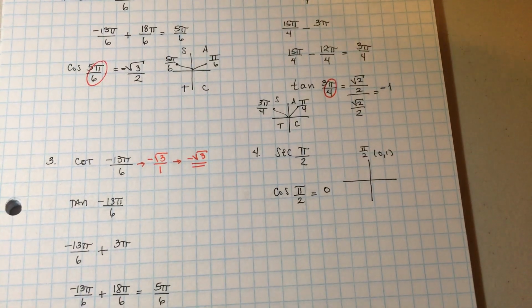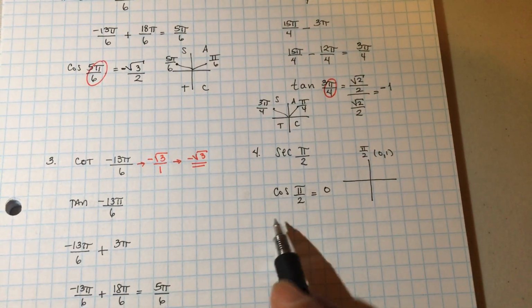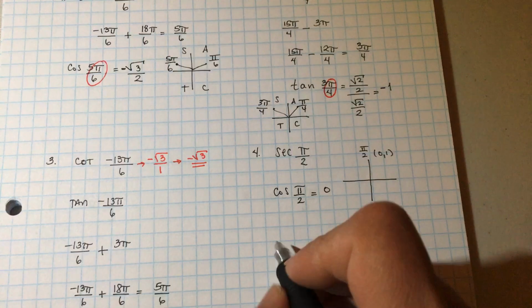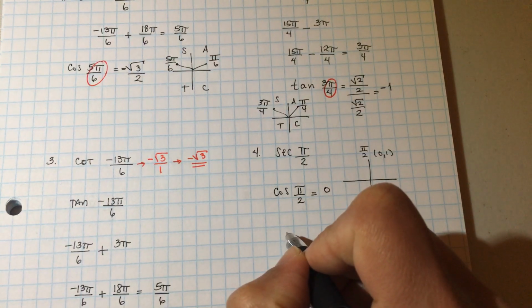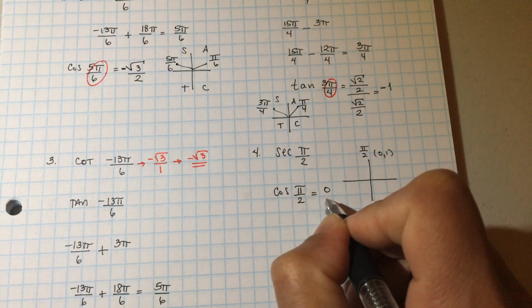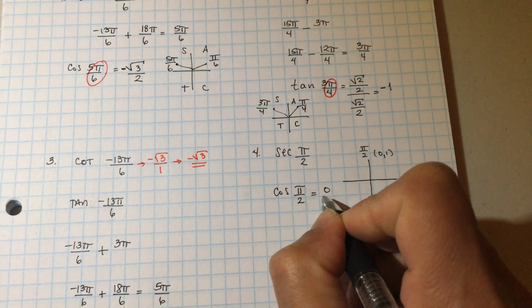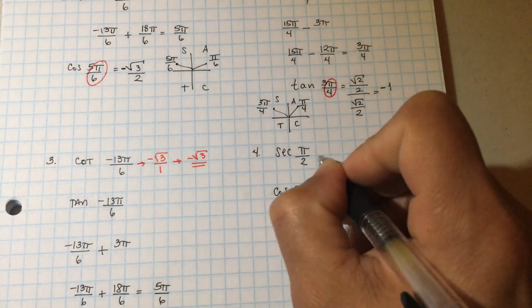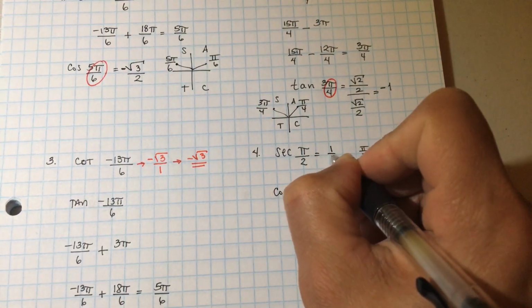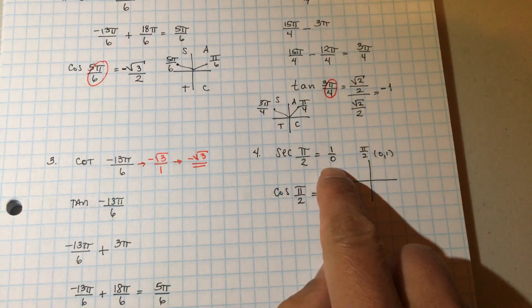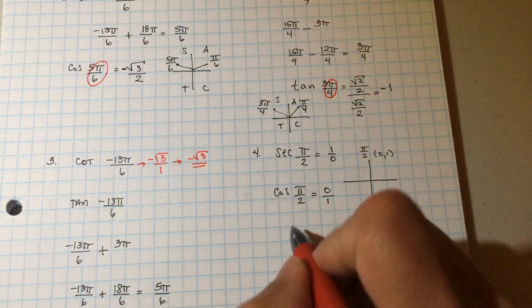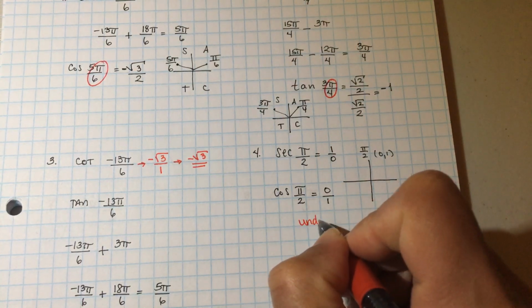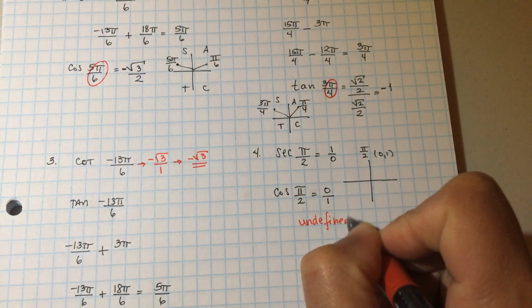Okay, well, that's not what they're asking for, right? They're not asking for cosine. They're asking for secant. So what do you do? You flip it. Well, how do you flip a 0? Just imagine that there's a 1 underneath. So then what does that become? That becomes 1 over 0. Can you divide by 0? No, you cannot. So what's the answer? It's undefined because you can't divide by 0.